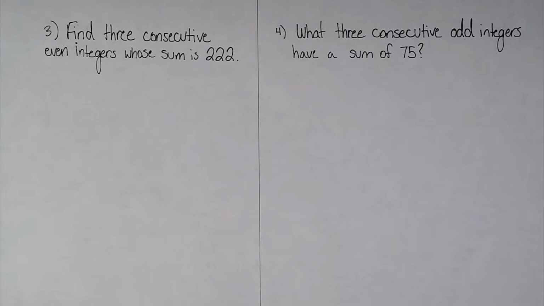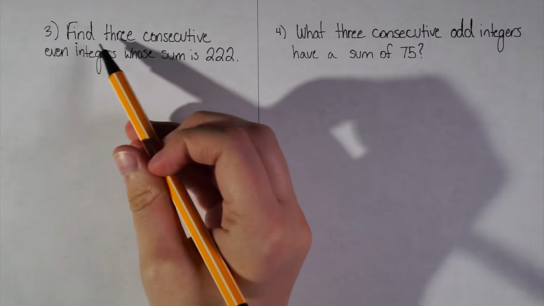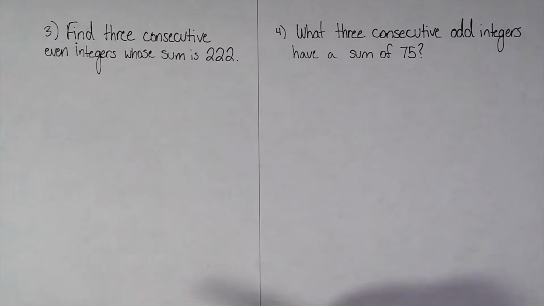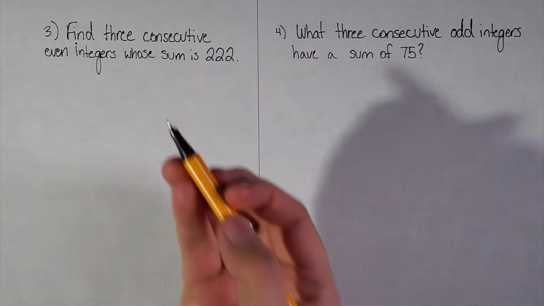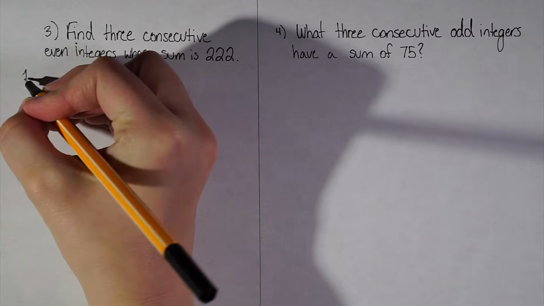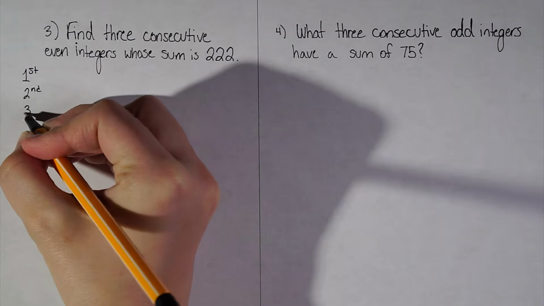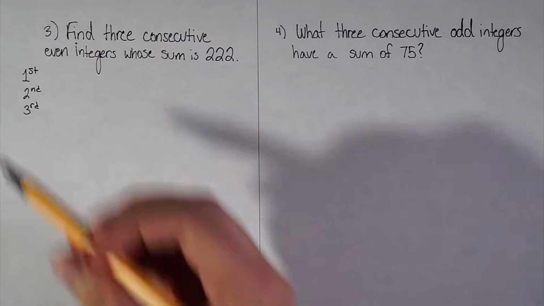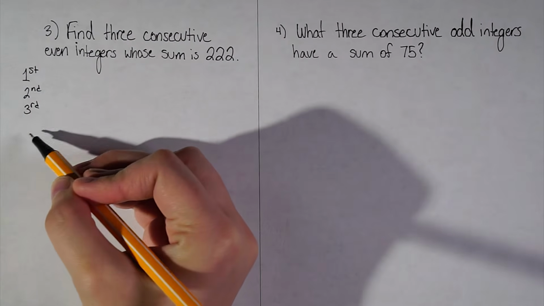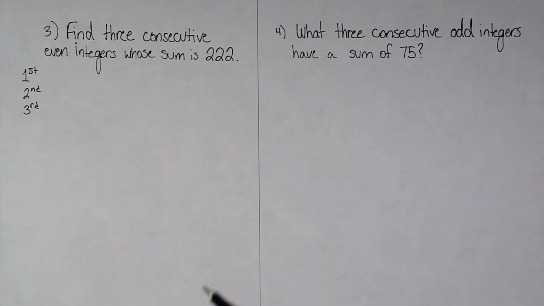Let's look at two more examples. So for number 3, it says find 3 consecutive even integers whose sum is 222. This one's a little different, but we're really going to go about it the same way. So instead of having 2 numbers this time, I have 3. So I want to note that I've got my first number, my second number, and my third number. We could have 4 numbers, we could have 5 numbers. In that case, I would list 4th, 5th. Okay, in this case, they want 3. So 3 consecutive even integers.